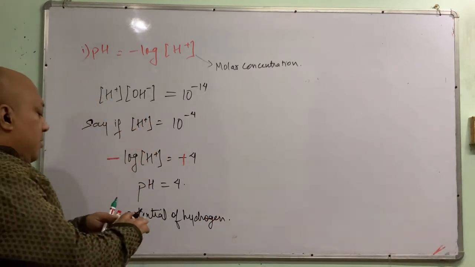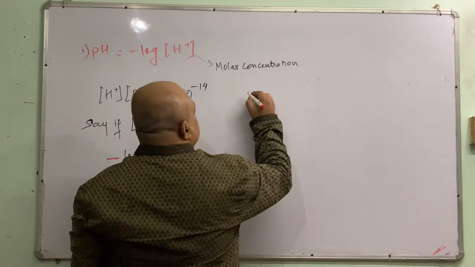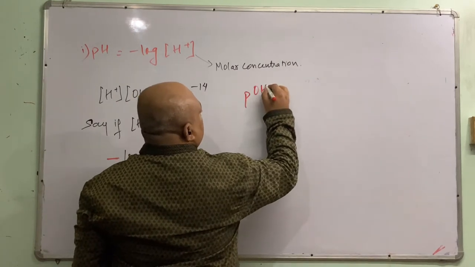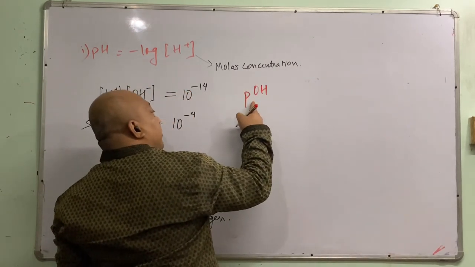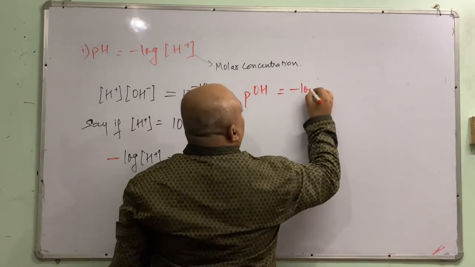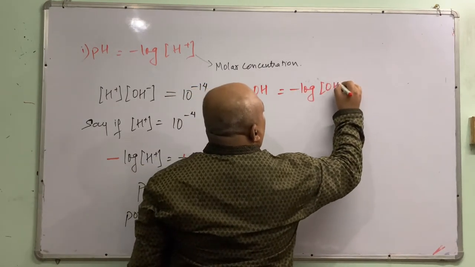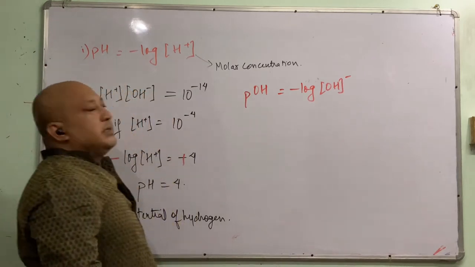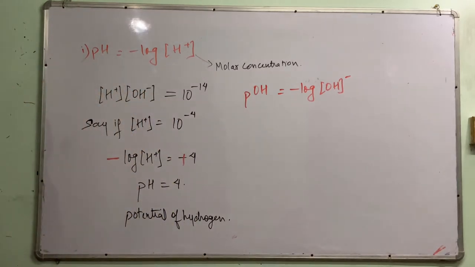Okay, now parallelly, let me say, what is pOH? This is also potential of hydroxide. This is negative log of OH minus. Is that clear? Fine.